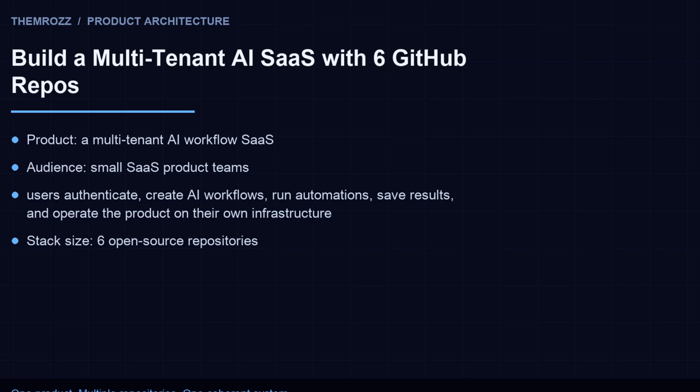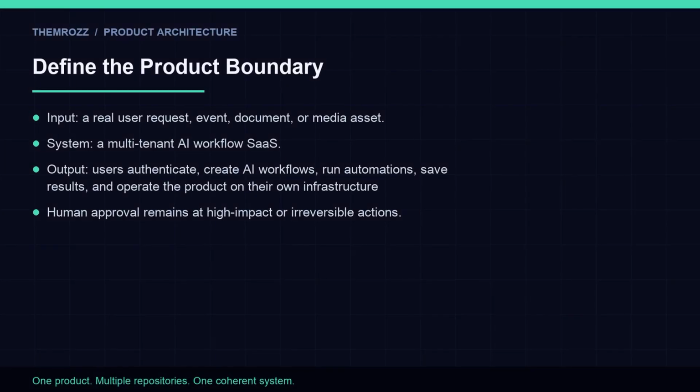A customer signs in, creates a workspace, chooses a workflow, uploads material, and starts a run. The interface shows progress as the agent works. When the agent needs permission to continue, the user gets a clear approval control. The final result is saved inside the correct workspace, and an automation can deliver it to an approved destination. This is one product, not 6 disconnected demos.